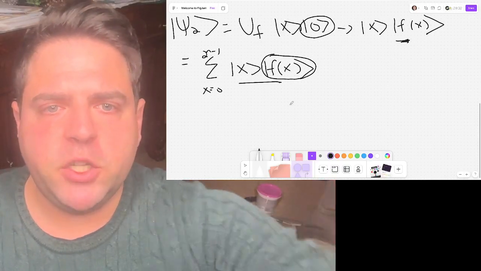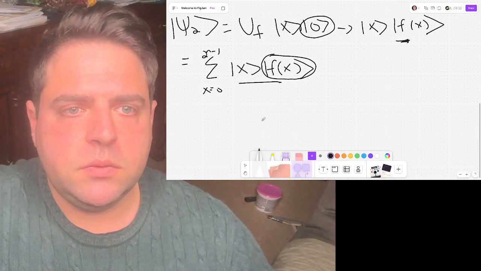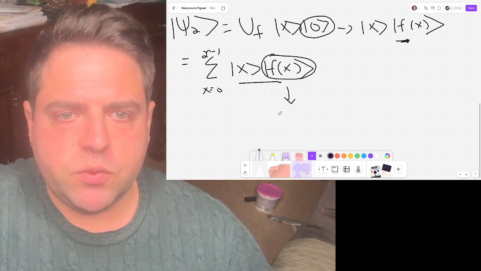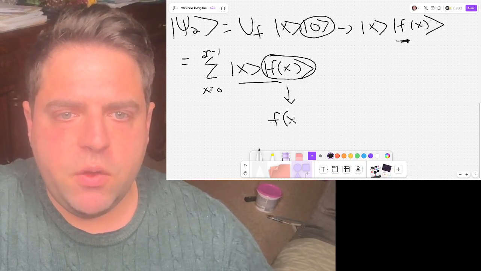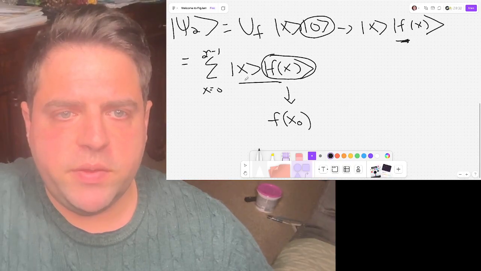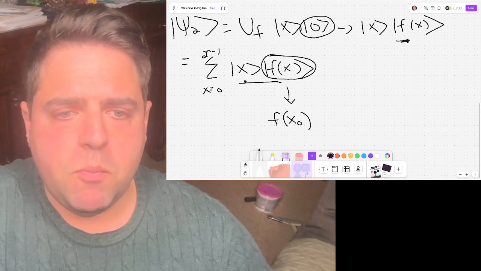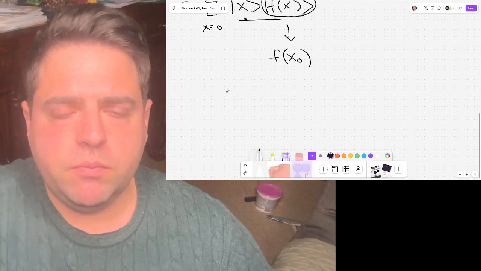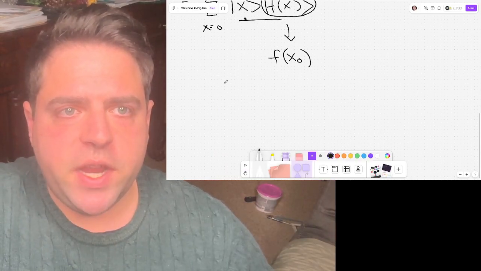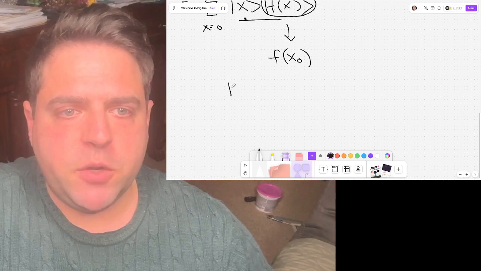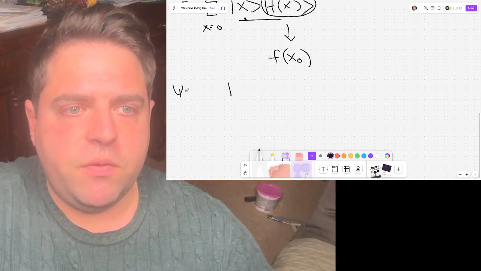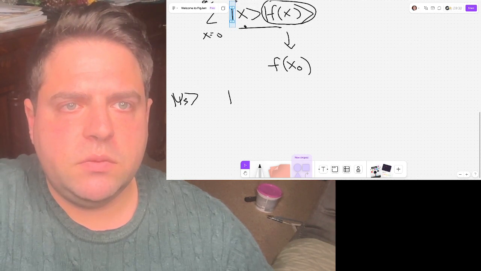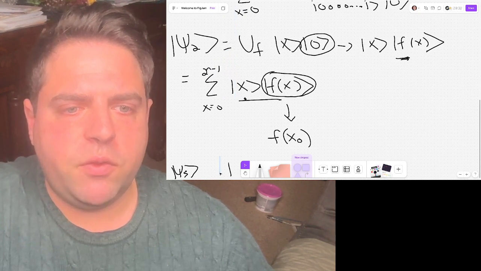So let's make a measurement and see what happens. What's going to happen is we're going to get f of x0, where x0 is one of these x's. And each of these is equally probable. None of them is favored probabilistically. And once we get that measurement, we will be in the state of psi 3, I believe we're up to now. Double check. Yeah, we're up to psi 3.